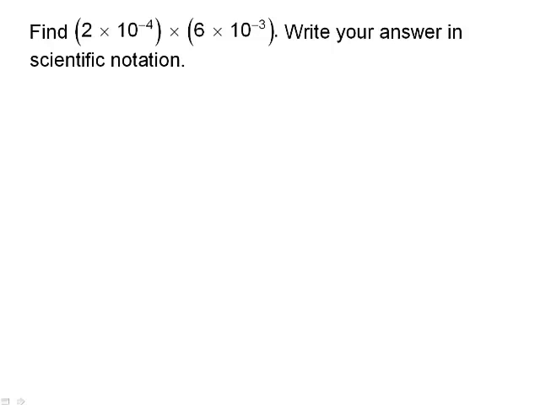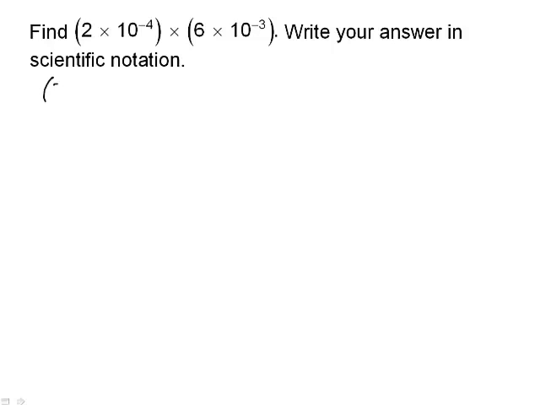Find the quantity 2 times 10 to the negative fourth times the quantity 6 times 10 to the negative third. Write your answer in scientific notation. First, let's write the problem.